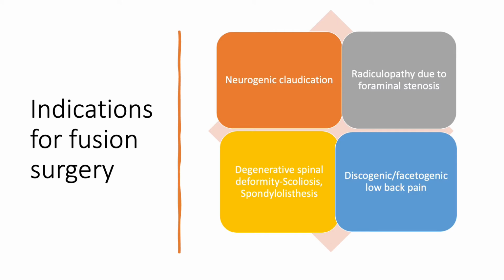Now, these degenerative conditions can present as either a neurogenic claudication or pain in both your legs, especially after a certain distance of walking. It could be radiculopathy or a shooting pain down your legs due to a foraminal stenosis, or it could be degenerative spinal deformity or a curvature of your spine like scoliosis or a spondylolisthesis, or it could be just back pain. It could be either discogenic or from the disc, or facetogenic, could be from the facetal joints.